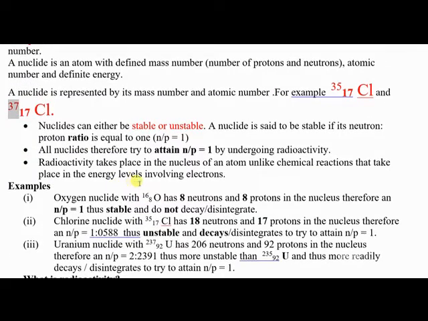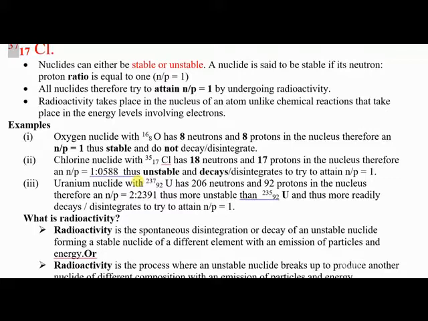Another thing we want you to understand is the stability of a nuclide. A nuclide or an isotope can be stable or unstable. We want to see what makes a nuclide unstable and what makes it stable. A nuclide is said to be stable if its neutron-proton ratio is equal to 1. So if the number of neutrons divided by protons gives 1, that nuclide is very, very stable.